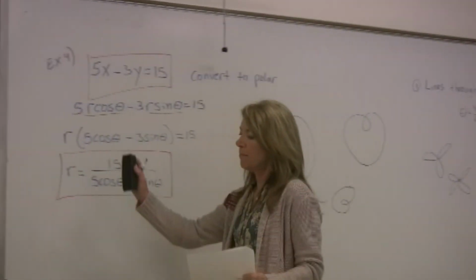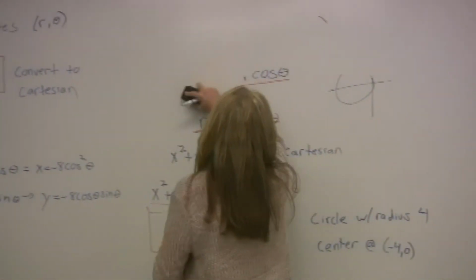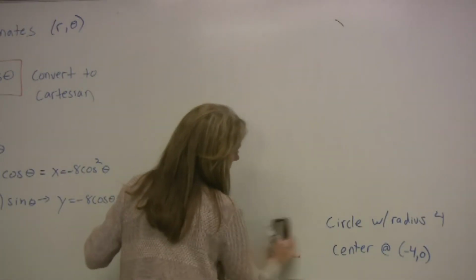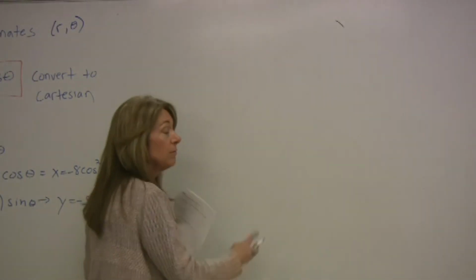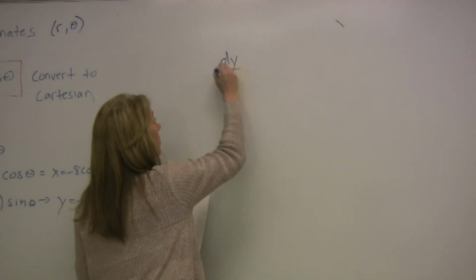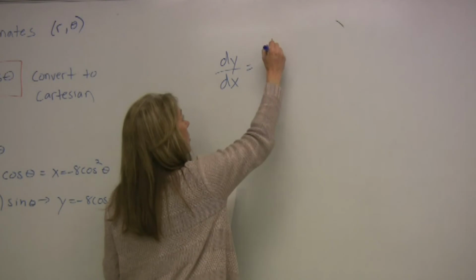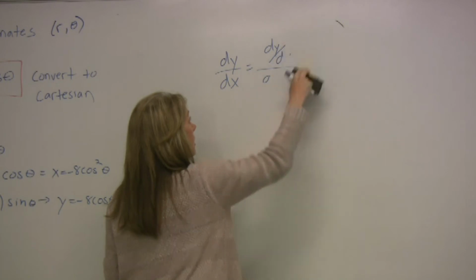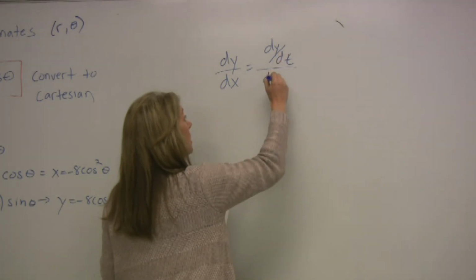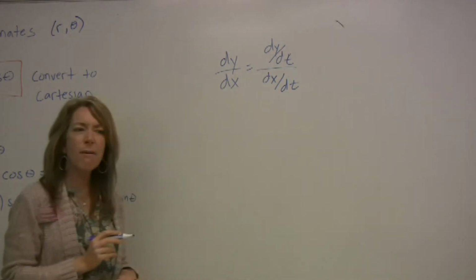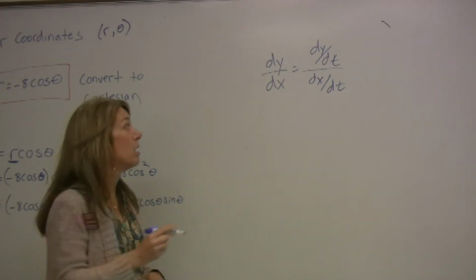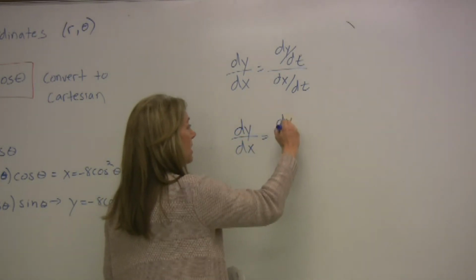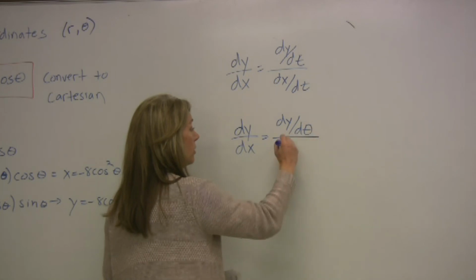So remember last time with parametric equations, when we wanted dy/dx for parametric, we did dy/dt over dx/dt. So now we want to do the same thing, but with respect to theta. We want dy/d theta over dx/d theta.